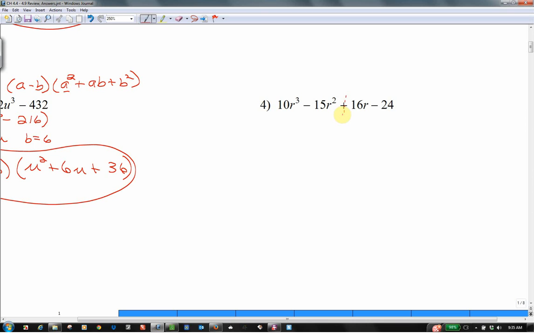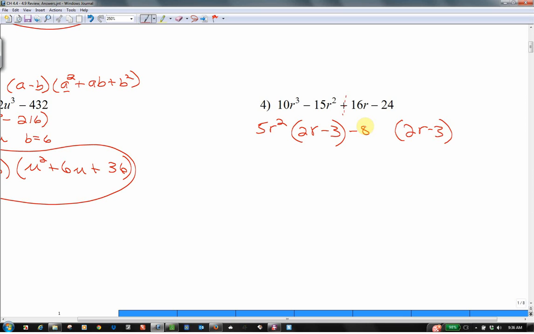And I could pull a 5r squared out of this, and I would have 2r minus 3. Now then on the other one, I need to have a 2r minus 3. It would also have to be a factor. So what would I pull out to give me 2r minus 3? It looks like I would have to pull out a minus 8.